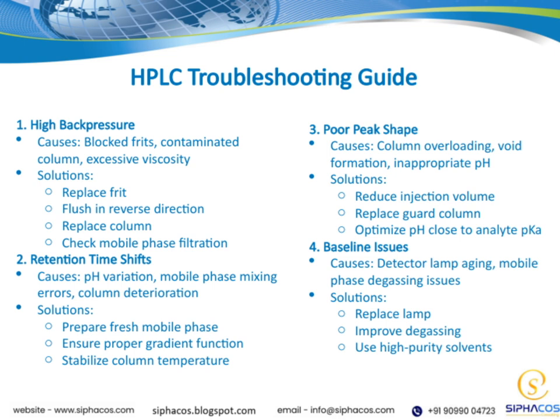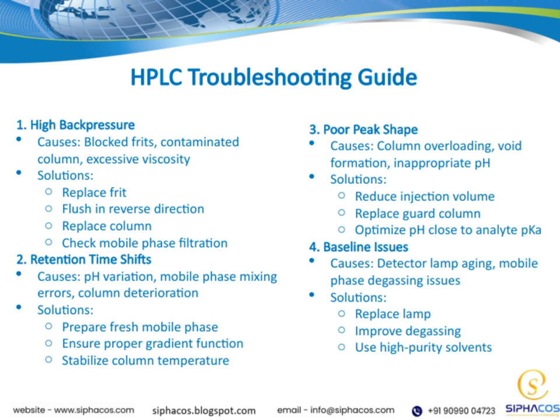Moving on to poor peak shape. This is often caused by overloading the column, void formation, or pH being outside the optimal range for your analyte. To fix this, reduce your injection volume, consider replacing the guard column, and make sure your pH is close to the analyte's pKa for best results.